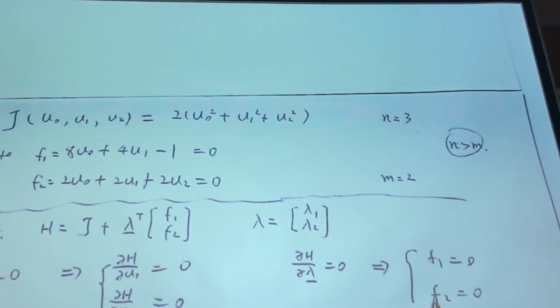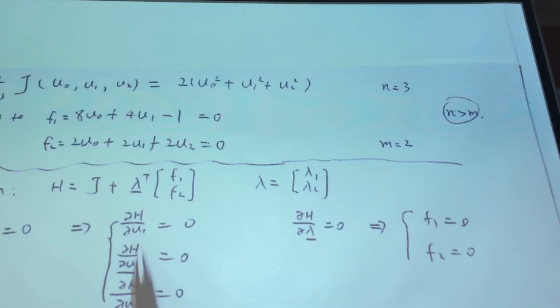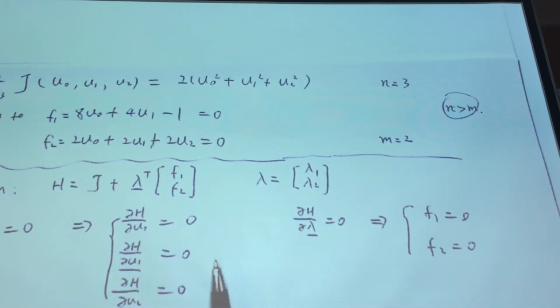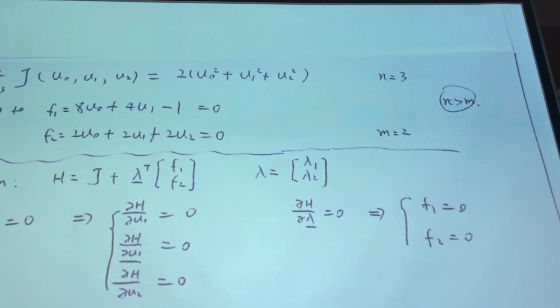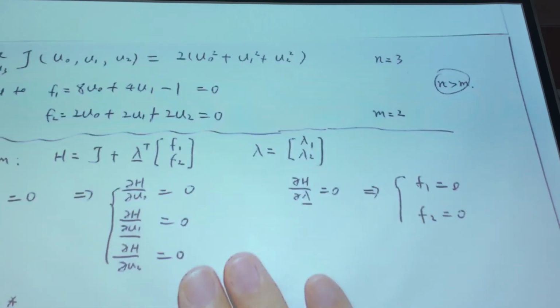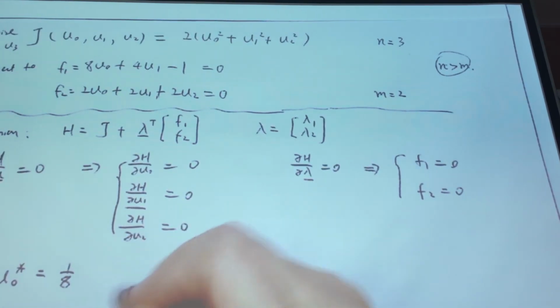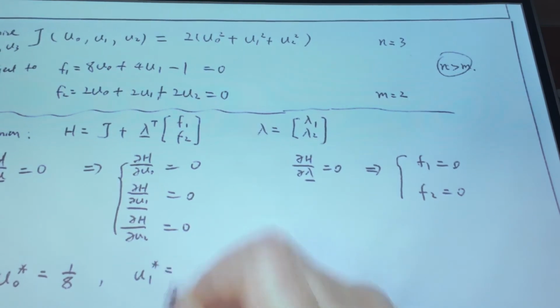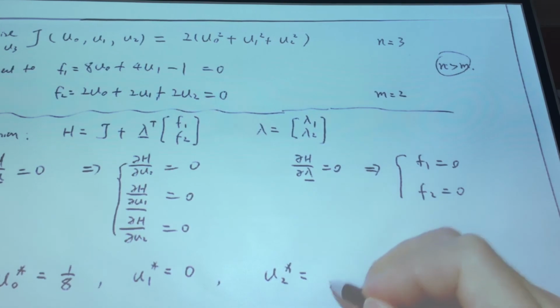So there are 5 equations, and we have 5 unknowns. You may try to do this by yourself. Eventually, you will determine the optimal control. The u0 star will be given by 1/8, the u1 star will be given by 0, and the u2 star will be given by minus 1/8.